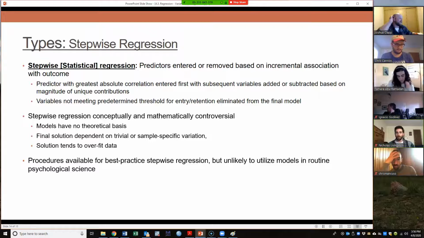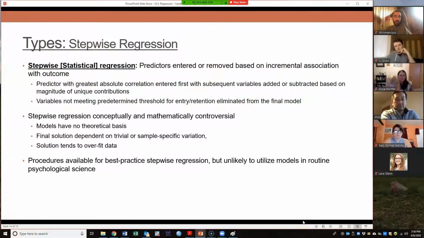But if I get into existing, archival data, and oftentimes more applied types of work, Ignacio and Sean, I would imagine that you might do... In marketing, do you all run into these stepwise regression models ever?